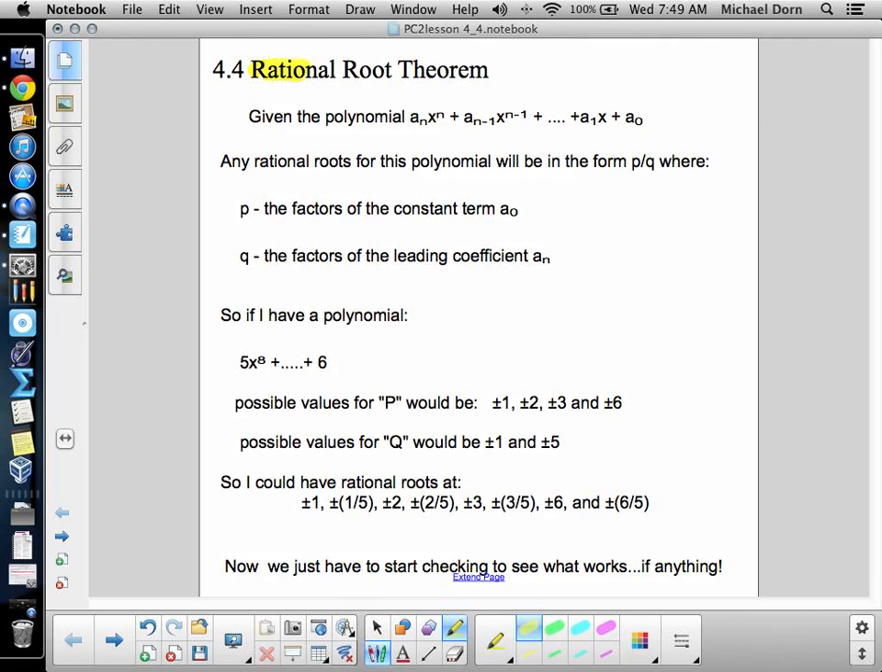If there are rational roots to a polynomial, there's a limited number, and it's based on the leading coefficient, a_n, and the constant term, a naught.